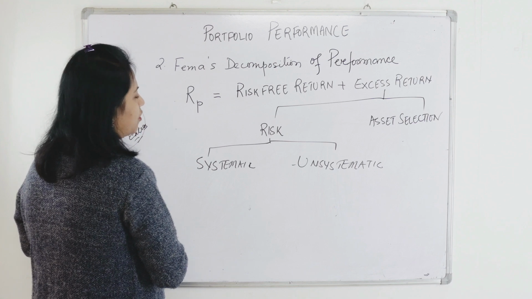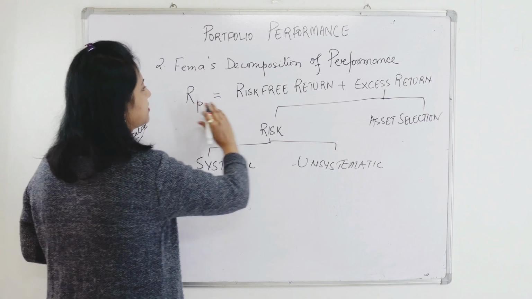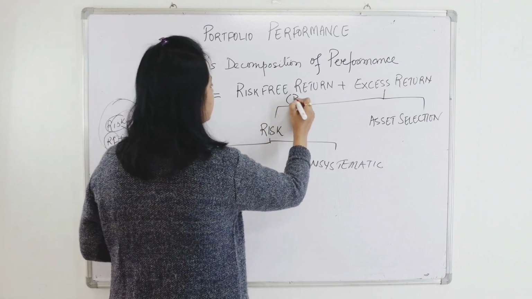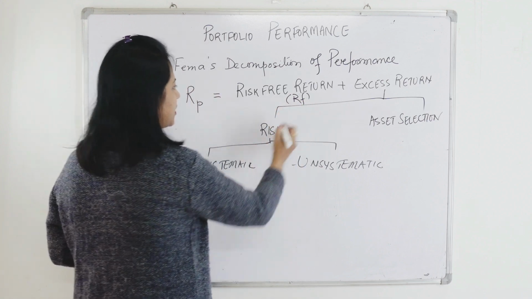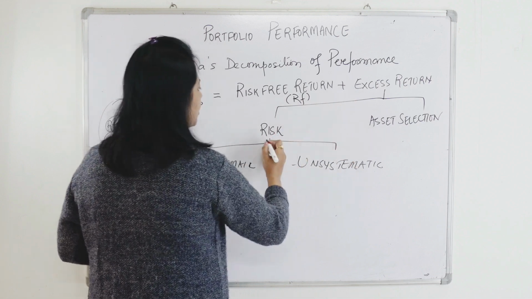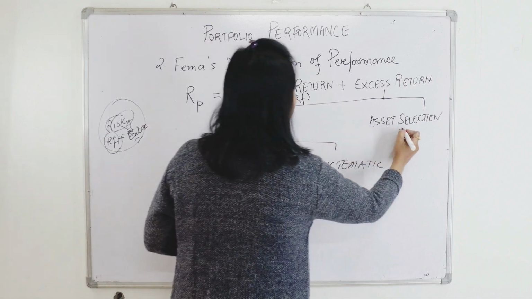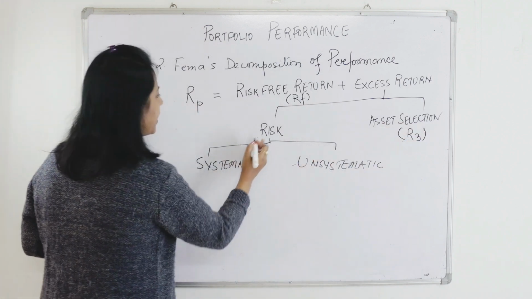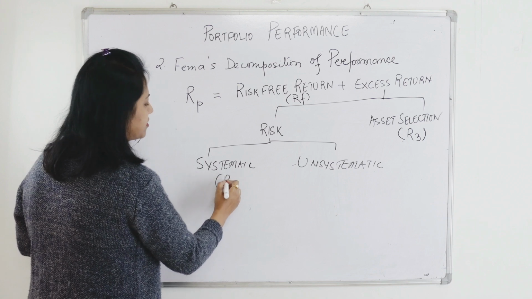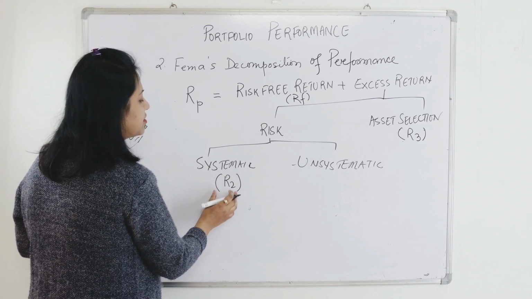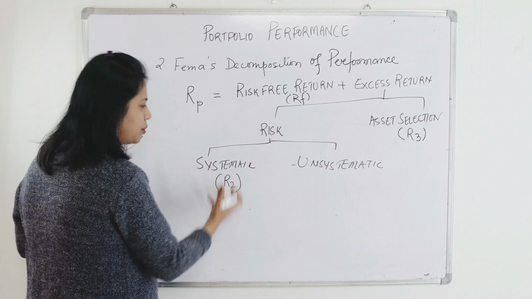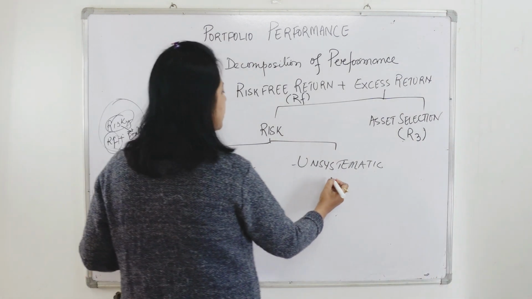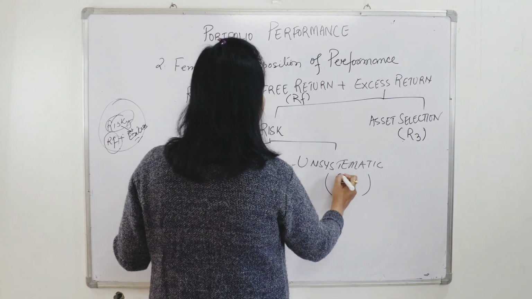So friends, what we can see here is that our risk return is decomposed. It has been dissected into different parts. Let's call the risk-free return RF. And this excess return has two parts. Let's call asset selection R3. And then the systematic risk, I call it R2. Why R2? Because that is related to the market, to the market movements. That's why let's call it systematic or R2 risk. Whereas unsystematic risk, let's call it R4.